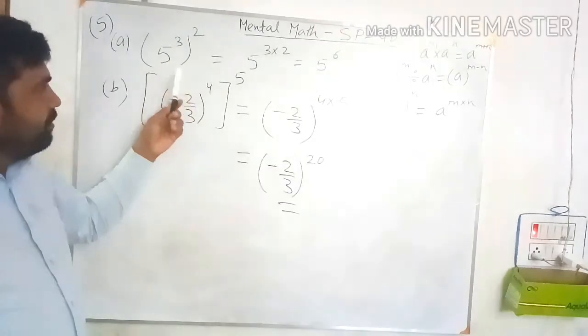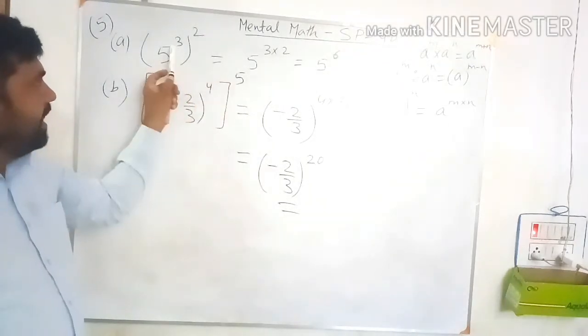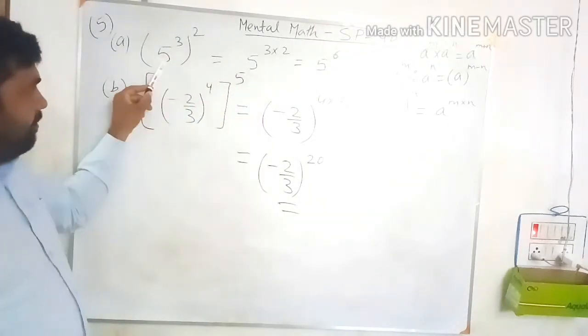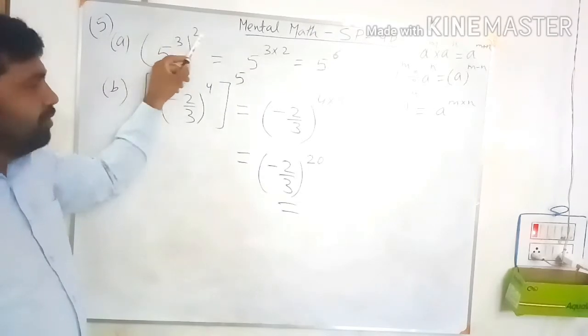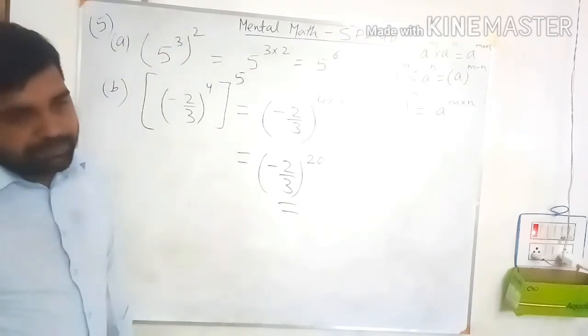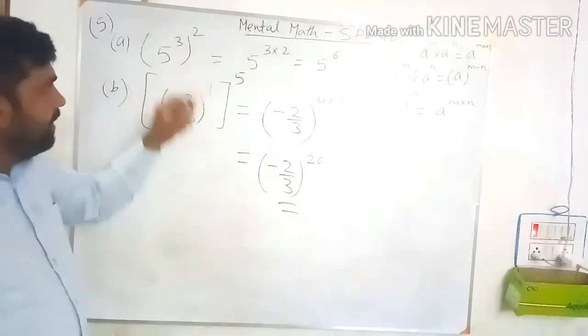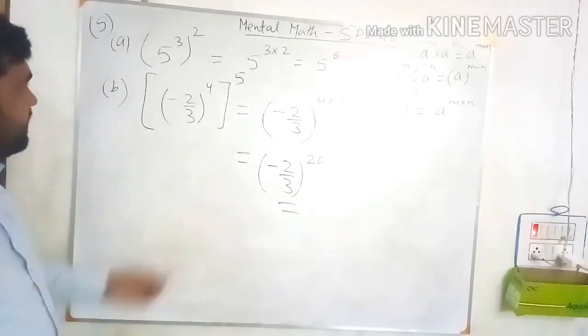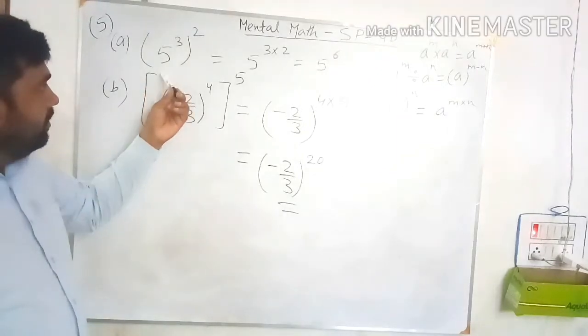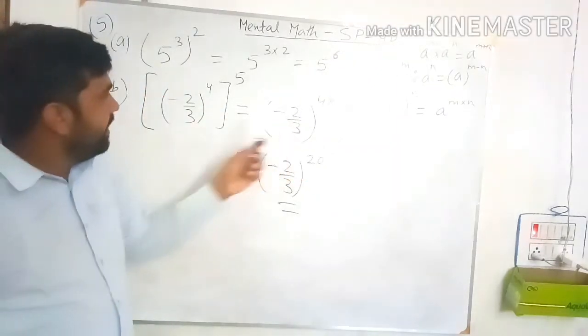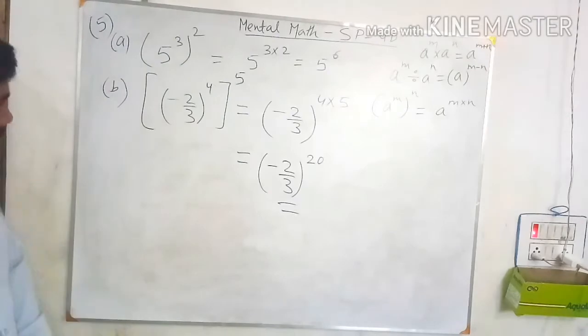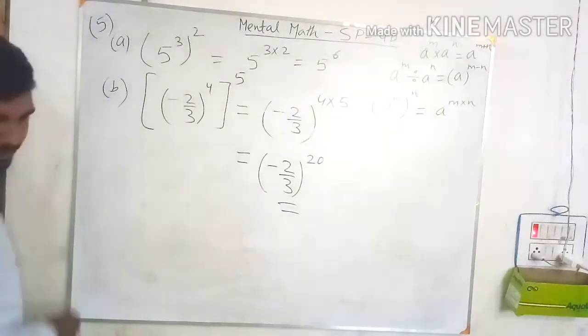Which law did we apply? Using power law, take the base common, multiply the powers. 5 is base, 3 and 2 are the powers, and power 2 is over power 3. So we apply the power law. So which law do we apply in these two questions? Power law. Okay. Now we move to the next question, question number 6.